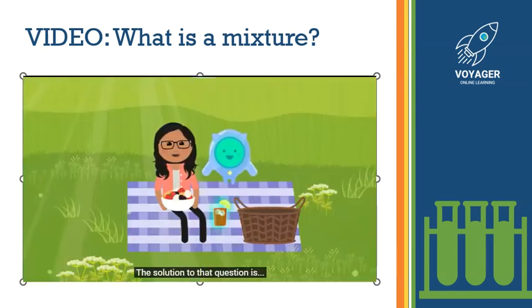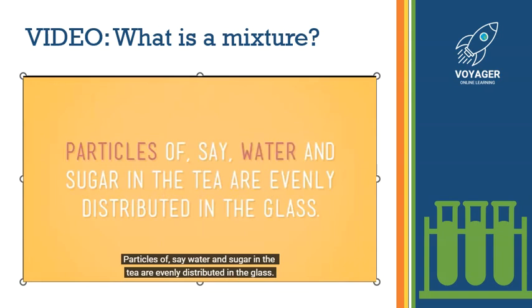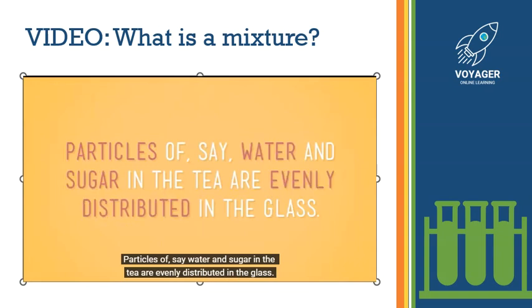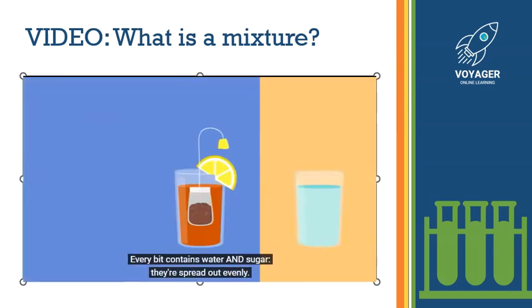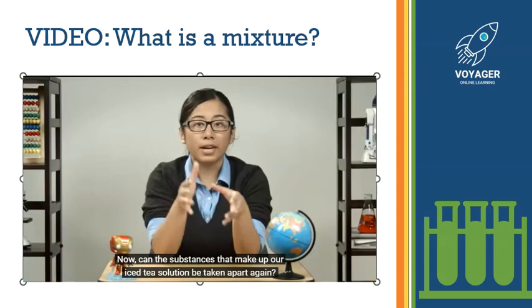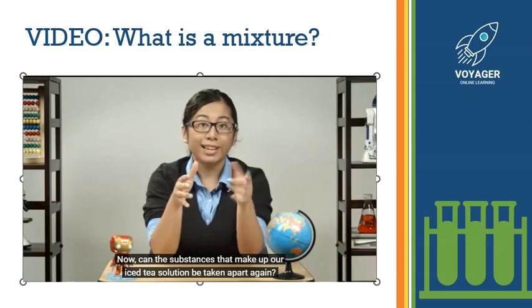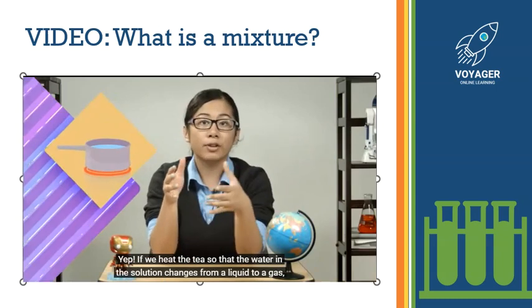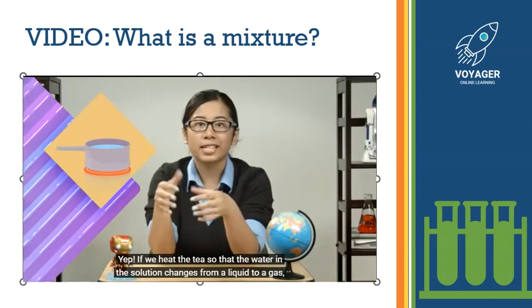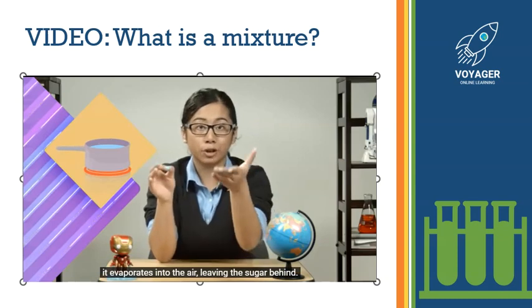How about the sweet tea? The solution to that question is that it's a solution. Particles of, say, water and sugar in the tea are evenly distributed in the glass. Every bit contains water and sugar. They're spread out evenly. Now, can the substances that make up our iced tea solution be taken apart again? Yep, if we heat the tea so that the water in the solution changes from a liquid to a gas, it evaporates into the air, leaving the sugar behind.